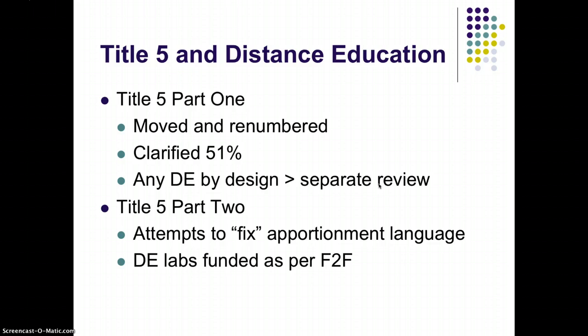And it was clarified that distance education is when more than 50%, or 51% and above, of a course is to be offered at a distance. Part 1 also was very important in that it clarified that any time you are delivering a course or an element of a course regularly by design, it requires a separate review. It requires that separate approval process.